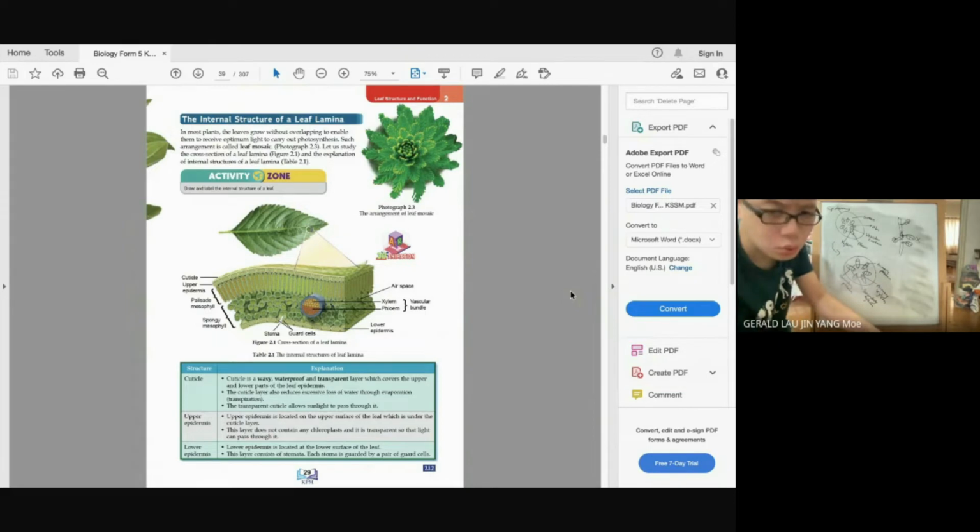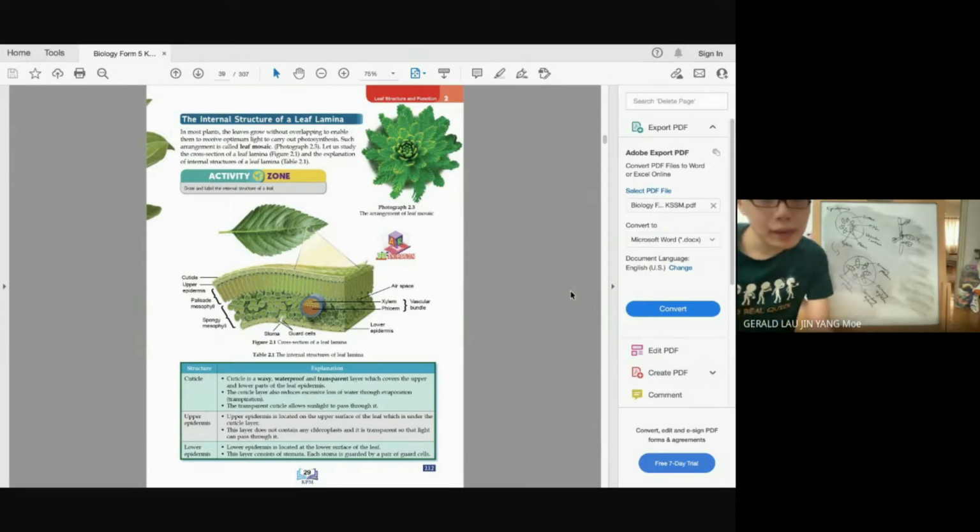Now I look at the structure of leaf. I think everyone also knows already this one. You have the cuticle, which is the outer waxy surface, waterproof and must be transparent. Remember, the epidermis and cuticle must be transparent. If not transparent, the sunlight cannot enter the leaf for photosynthesis. So cuticle prevents the loss of water through evaporation and also allows sunlight to pass through it.